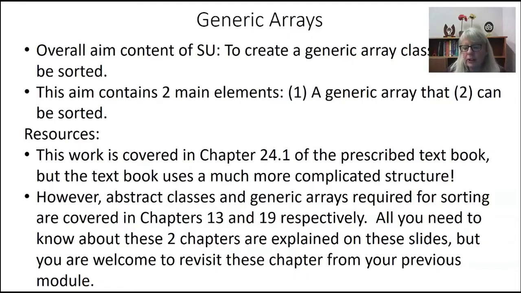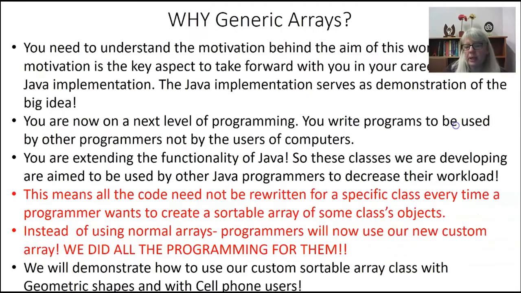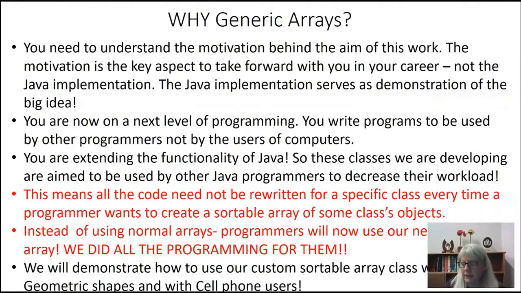The aim of our study unit is to create a generic array that can be sorted. Now, generics is part of your prior module, and it is discussed in chapters 13 and 19 respectively. But you don't have to go back to those chapters. You can just follow the code and the explanation here. Everything you need to know about generics is covered in this example explained in the study unit. Of course, you can go back to those chapters if you want. I'm going to move myself around a bit here so that I do not get in the way.